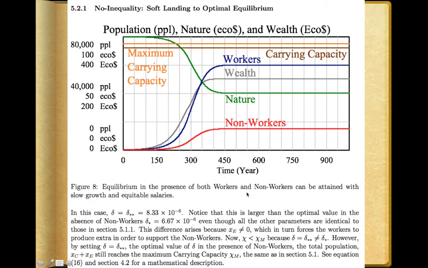Okay, so this is the first scenario, and this scenario is what was referred in the paper as soft landing, and basically it means that you achieve a sustainable value for the commoners, for the workers, for the non-workers, which are the elites, for nature and for wealth. Okay, and in this case, delta is equal to that optimum value that we found. Okay, so this is the sustainable scenario in which the sustainable populations are arrived at in a smooth way. So that's the soft landing characterization.